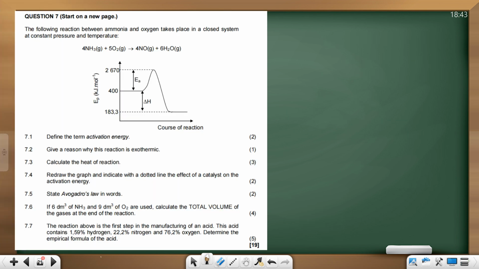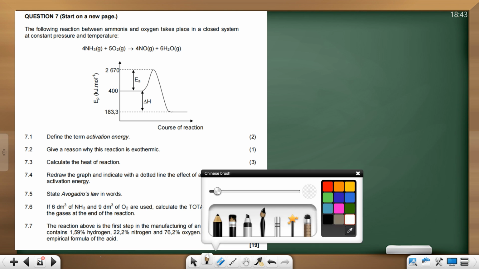Let's look at this one quickly. The following reaction between ammonia and oxygen takes place in a closed system at constant pressure and temperature. Define activation energy. I'm just tired of defining that, right? Give a reason why this reaction is exothermic. It's exo. Either you can calculate delta H here, but I don't want to calculate it because 7.3 tells me to calculate it.